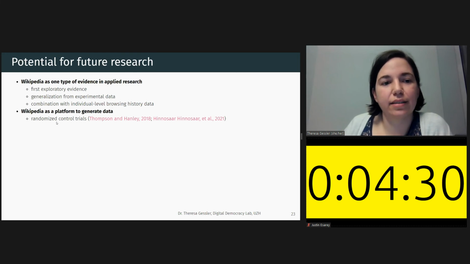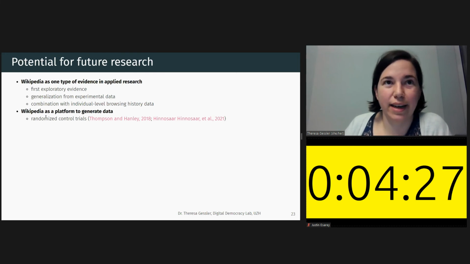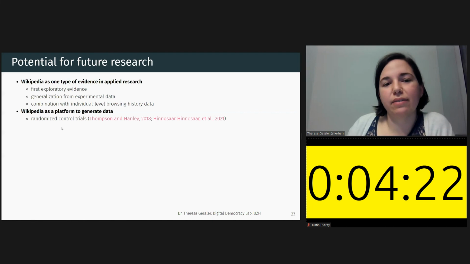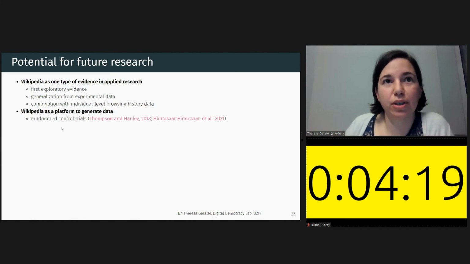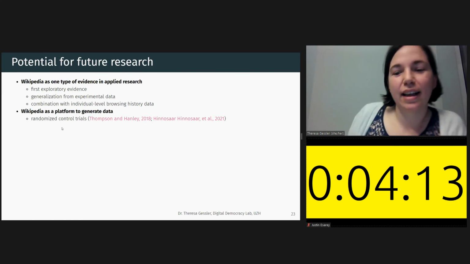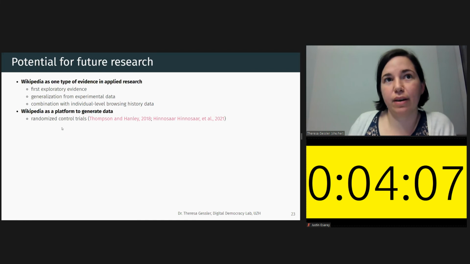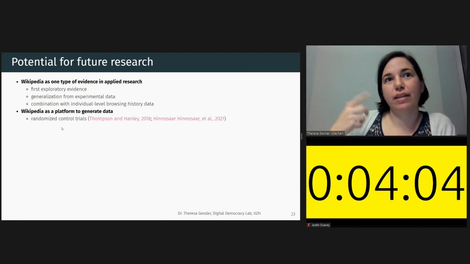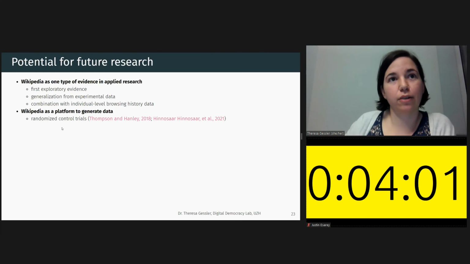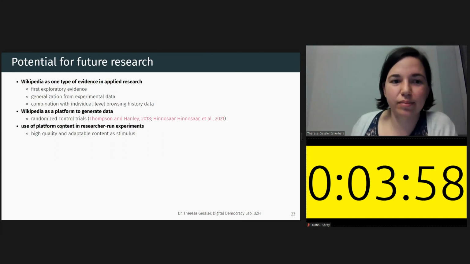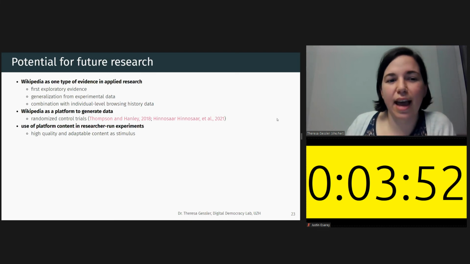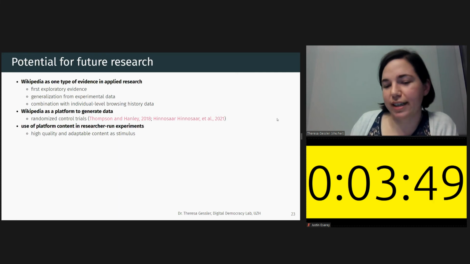A second aspect is using Wikipedia as a platform to generate data. And this has been used primarily by economists. I think I can talk about this more in the discussion, but this is something I view with quite some skepticism because, of course, it's also an open source platform that we shouldn't involve too much in our research. But this has been a key resource to showing the relevance of Wikipedia for real world behavior, with people systematically changing small aspects of an article and looking at outcomes. The platform content can also be used in researcher-run experiments, basically just as high quality and adaptable stimulus content.